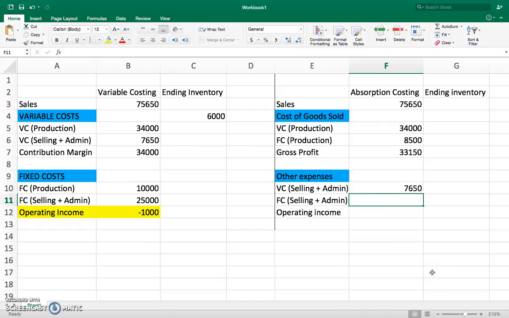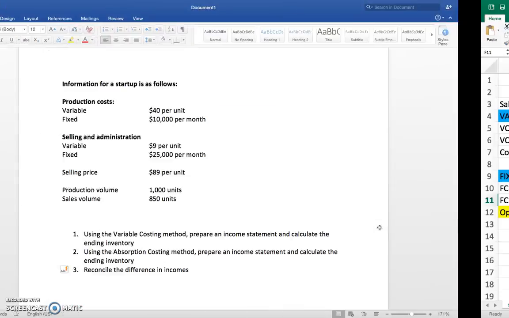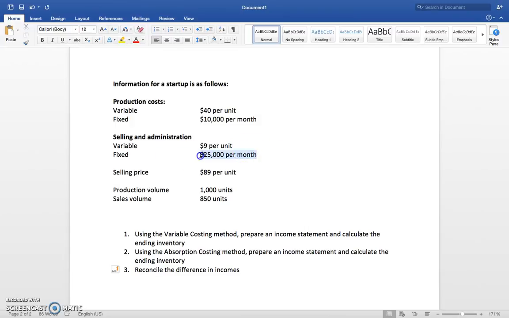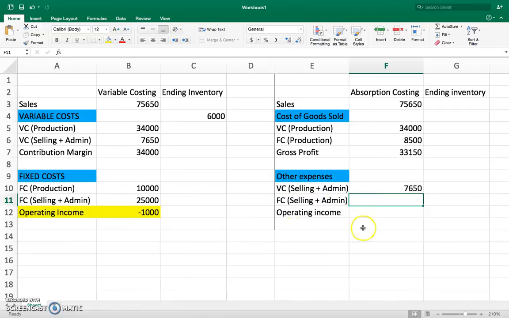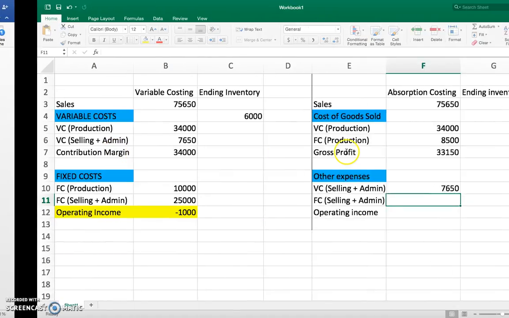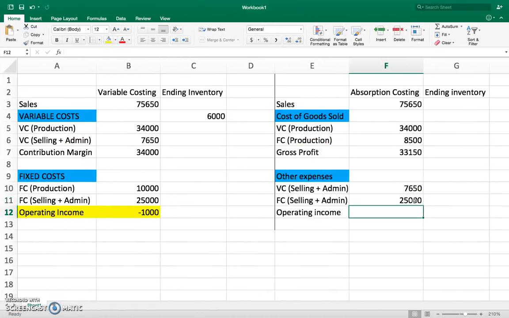And then fixed cost, selling and admin should come out to the same amount, because again, this 25,000 per month is fixed and it's selling and admin, so we don't touch that because this is the second part of the income statement. Remember that, guys. The second part of the income statement we do not really change to suit the current sales volume. We don't really touch this part. We assume that it's going to stay the same, so we're going to just copy this 25,000 onto the income statement. So that's going to be 25,000, and then that comes out to 33,150 minus these two. That comes out to 500. All right, so we have our operating incomes for both methods.